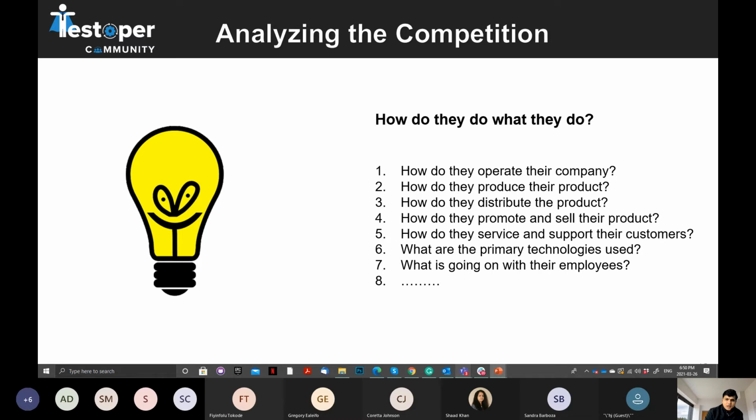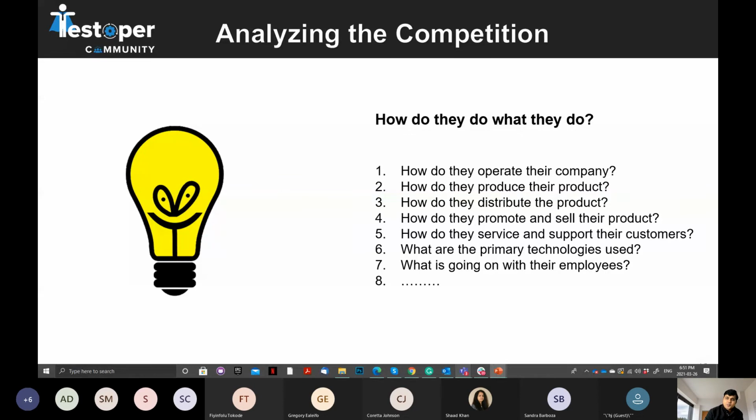I'll give you another example. How do they produce their product? Do they use manual automation? Do they use AI? Do they store the data in a normal database, or do they store the data in the blockchain, that is an immutable database? All these things make a difference. How do they distribute their product? I already gave an example, right? The distribution and the operation. I took distribution as an example for the operation.